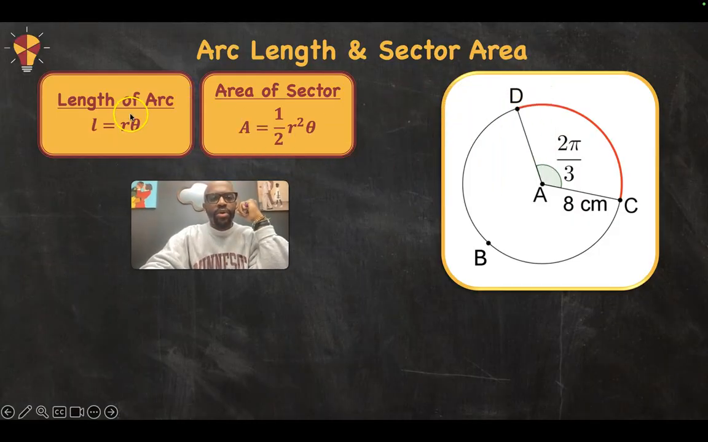These are the two formulas for arc length and sector area. Notice that they're both in radians. So if you're given a problem and it's in degrees, you need to convert it into radians.